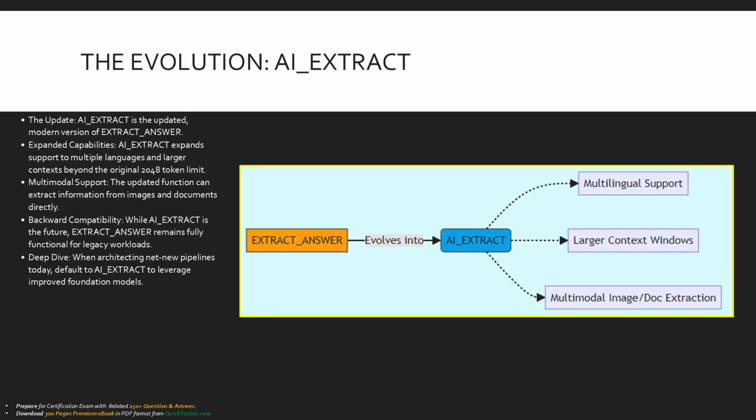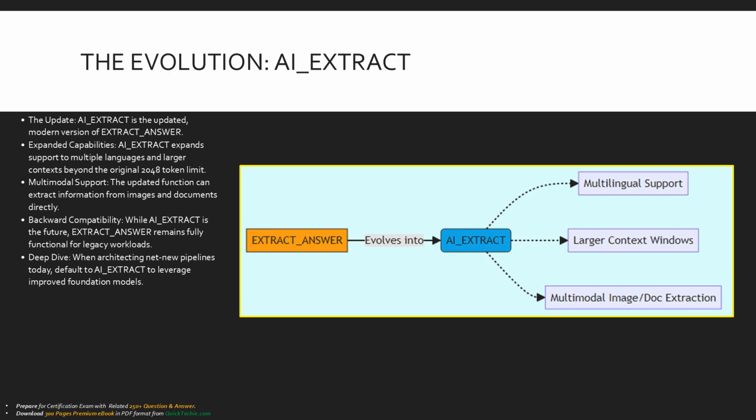It is important to know that AI extract is the newly updated version of the extract answer function. While extract answer is fantastic, AI extract removes many of the older limitations. It supports multiple languages, processes significantly larger context windows, and even supports multimodal extraction from images and documents directly.